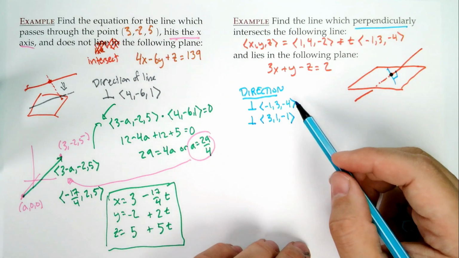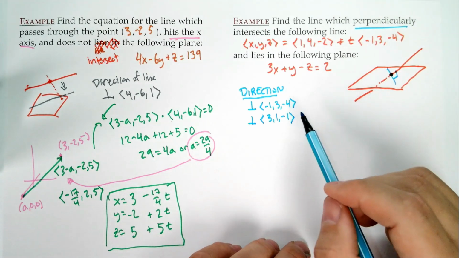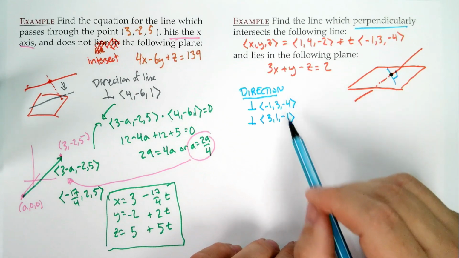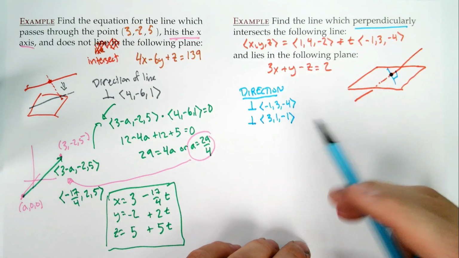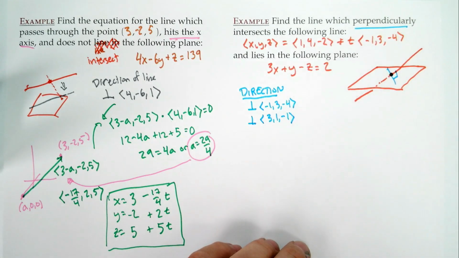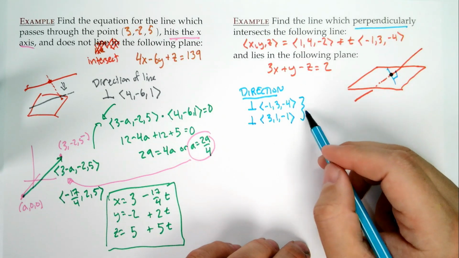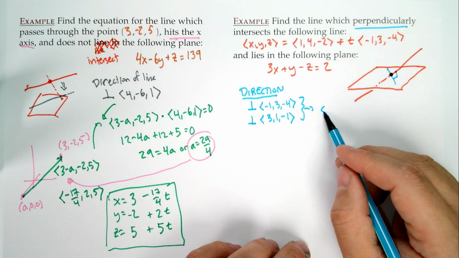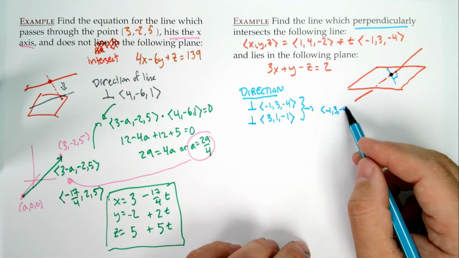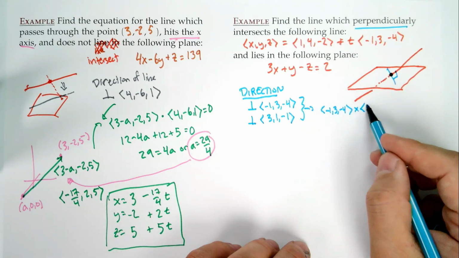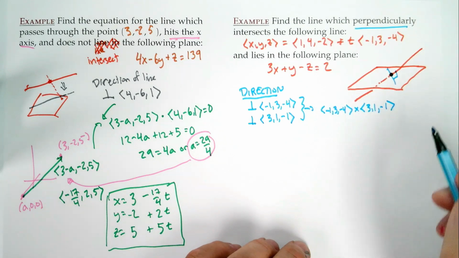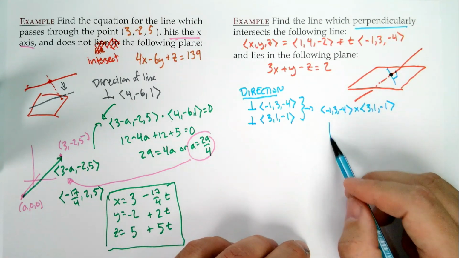Now, we say, wait a second, we have that fun fact. I'm perpendicular to two things. And if I'm perpendicular to two things, then it has to be the case that I can figure out what I'm after by taking the cross product. So we're going to take negative 1, 3, negative 4, cross 3, 1, negative 1. Now if we do that, what do we get?